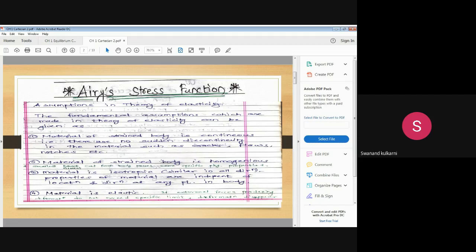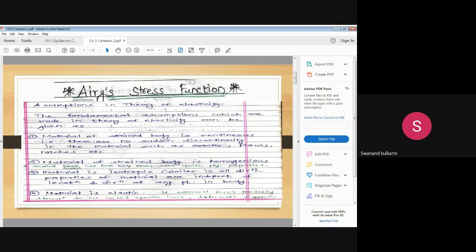So what is continuous? No porosities, flaws, cracks, etc. present, and if the physical properties of the material remain the same, then we are considering this as homogeneous. Is it okay? Then the third assumption which we always consider in this theory of elasticity or analysis of mechanical element is that the material is isotropic.